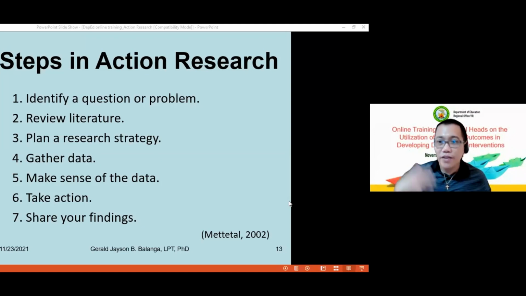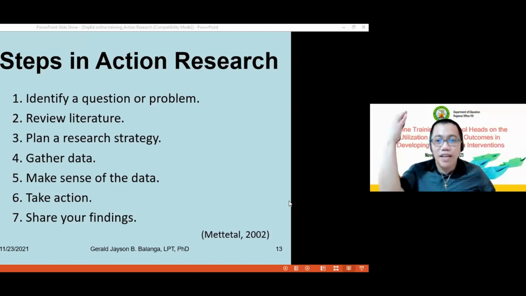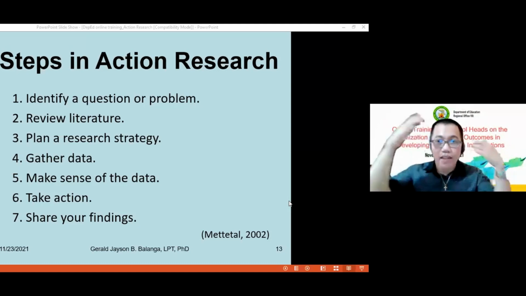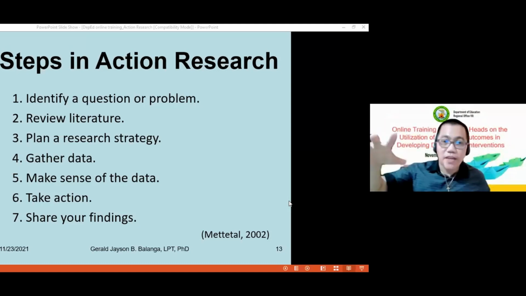Then you gather data, collecting data. Now, make sense of the data. What is make sense of data? This was discussed yesterday by Sir Jonas. Making sense of the data is interpreting the data, you use certain statistical tests to get the findings. And from the findings, what do the numbers tell?